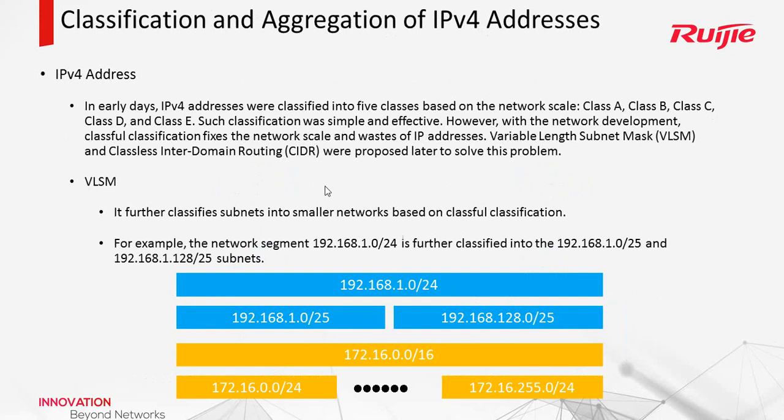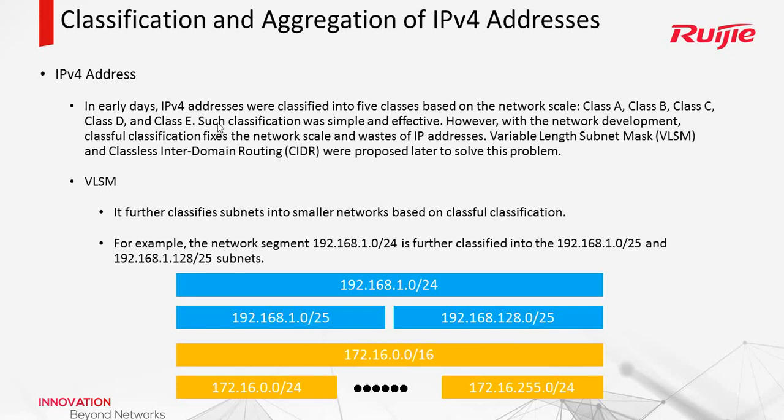We learned the classes of the IPv4 address before. We know it has 5 classes: class A, B, C, D, and E. Do you remember the difference between them? You can review our former course.